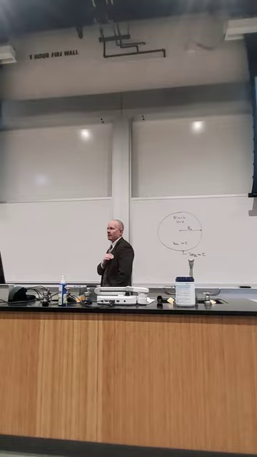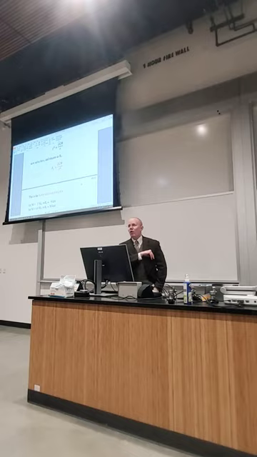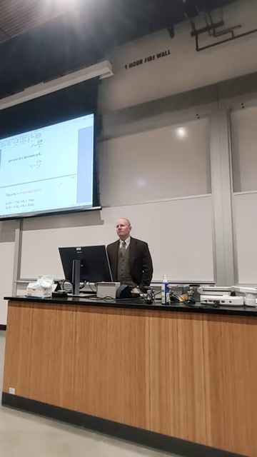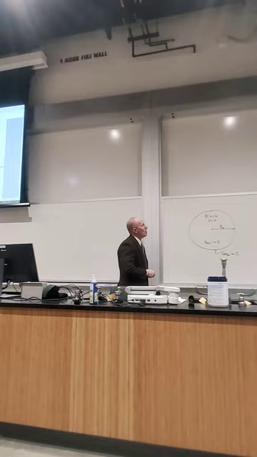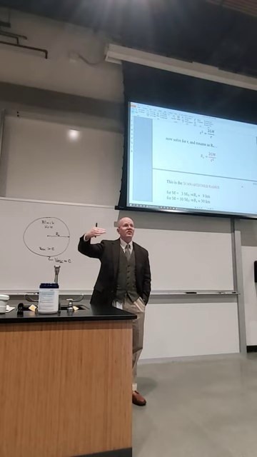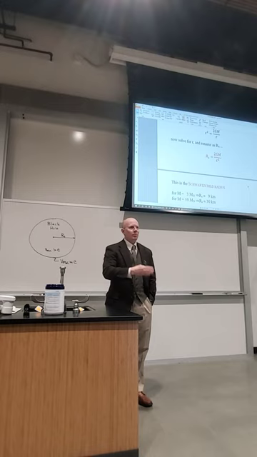So for a 3 solar mass black hole, the radius is 9 kilometers, or if you prefer, the diameter would be 18 kilometers. For a 10 solar mass black hole, the radius would be 30 kilometers. And again, it increases linearly. So if you double the mass, the radius doubles. If you triple the mass, the radius triples. Okay?